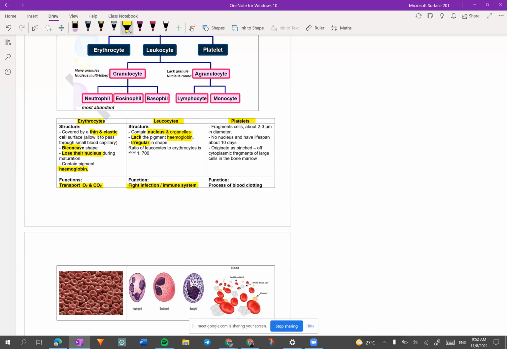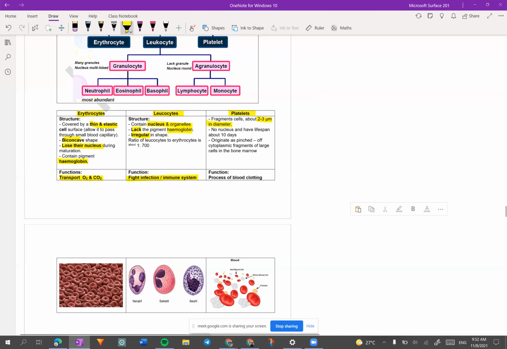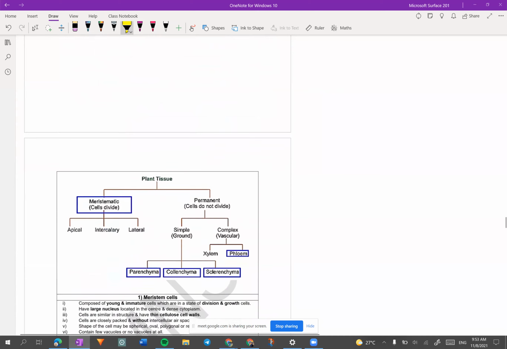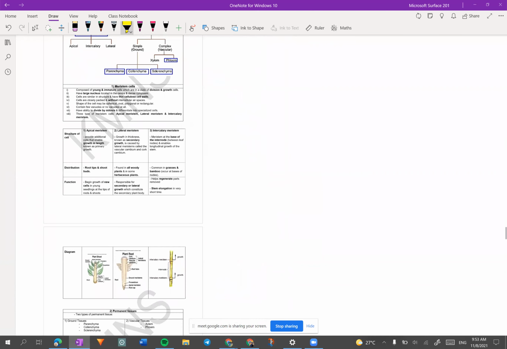Dan last sekali adalah platelet. Again, kalau you nak cakap dia as a size, you kena bagi tahu size dia berapa betul-betul. Kalau tak, yang lagi penting adalah dia punya lifespan sangat sikit, which is like 10 days saja. And then originated from cytoplasmic fragment of large cell in the bone marrow. Function dia in the blood clotting.